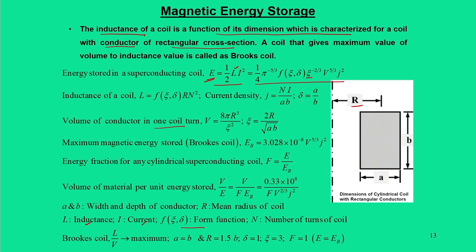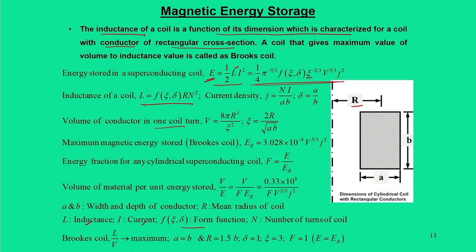The other term, delta, is nothing but the aspect ratio of the coil, and the inductance of the coil is L equals F of zeta times R times N squared. So, when you put this inductance value here, we arrive at this expression. However, a lot of work has been carried out in this manner, and people have tried to find out, for a given coil, how much maximum magnetic energy we can store.